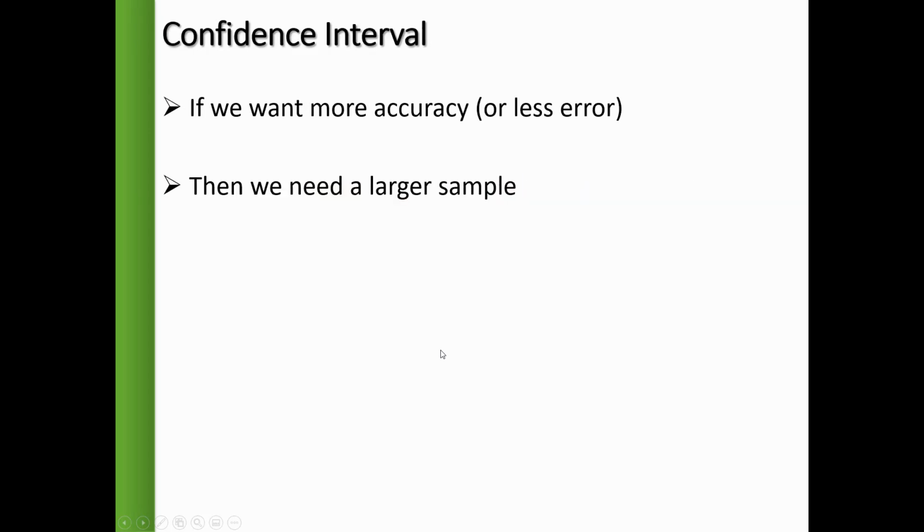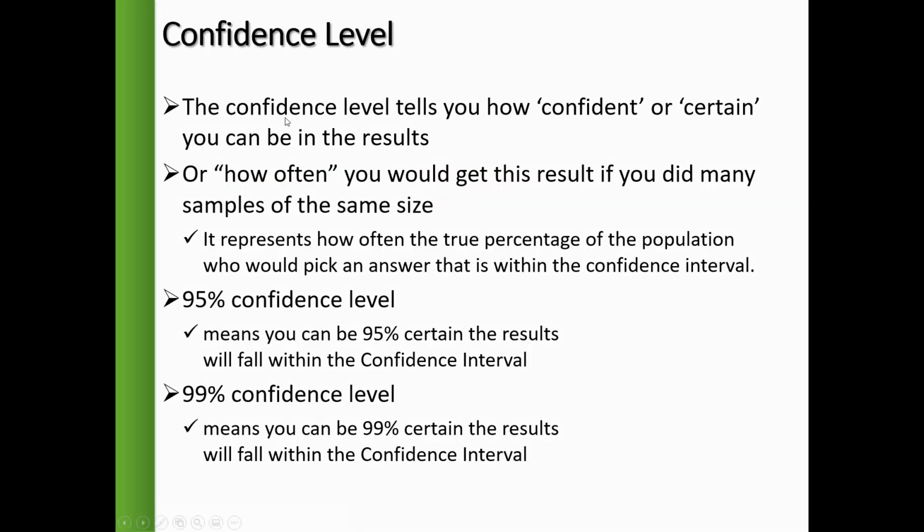Okay, confidence interval. If we want more accuracy or less error, we need a larger sample size. We just discussed that. Confidence level tells you how confident or certain you can be with your results, or how often you would get the result if you did many samples of the same size, so if you repeated the survey to different groups. It represents how often the true percentage of the population who would pick an answer is within the confidence interval. A 95% confidence level means you can be 95% certain the results of your survey fall within the confidence interval.